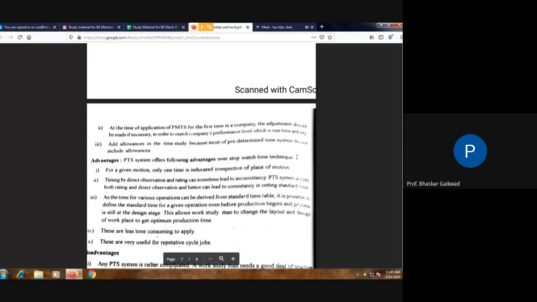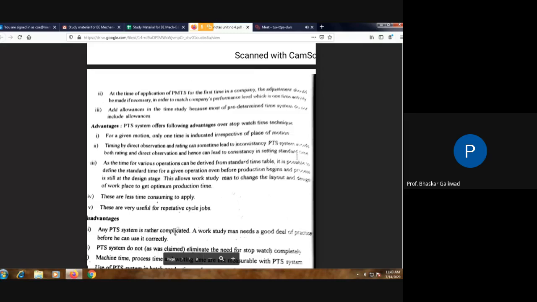And the last one, they are very useful for repetitive cycles. So this is the GATE question where we can use this predetermined motion time system or standards: whenever a repetitive cycle job is there. These are very useful for repetitive cycle jobs. Assembly of the carburetor: once the assembly of one carburetor is over, the same thing will be there for the next carburetor. Once that is over, we can keep it aside and go for the third carburetor. So this is repetitive.